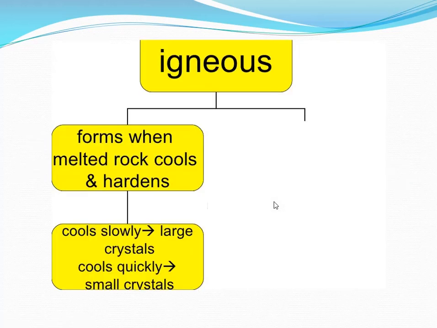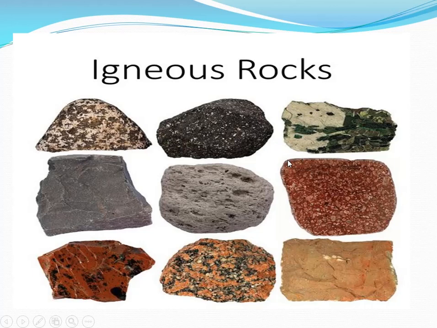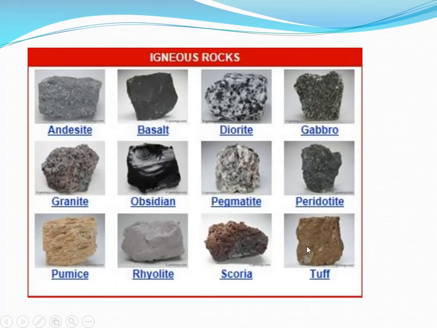So we said that igneous rocks form when melted rock cools and hardens. It may cool down slowly, and it will form large crystals, or it may cool down quickly, and it will form small crystals or even no crystals. These are some examples or pictures of igneous rocks. This is the one that has bubbles, this is the one that has large crystals, and we have here many pictures also and names. This is for reading only.